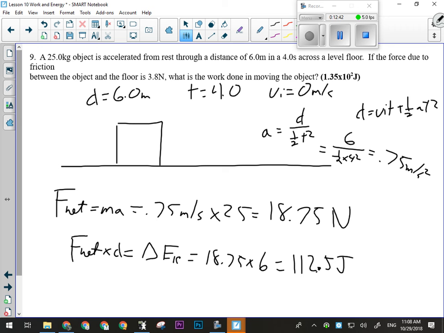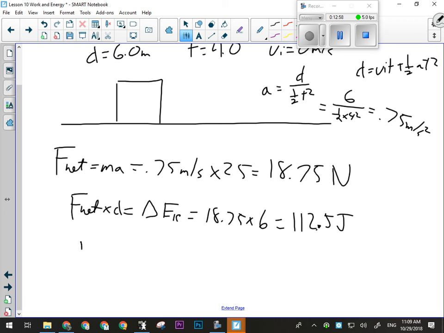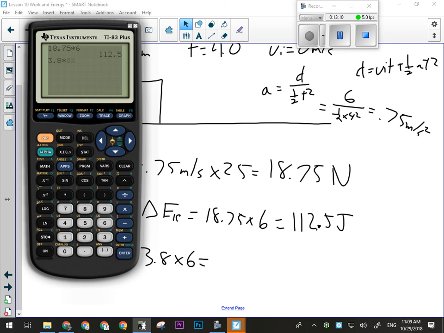That's not counting, however, the amount of work we have to do to also overcome friction. Friction is present. It's an additional force that we are working against that will require additional work. Everybody follow me there? So I also have to calculate the work done against the force of friction while this thing is being accelerated. That's 3.8 newtons times 6 meters, which is another 22.8 joules.